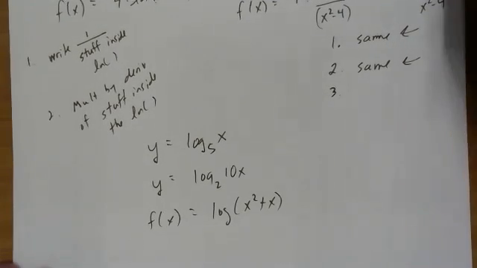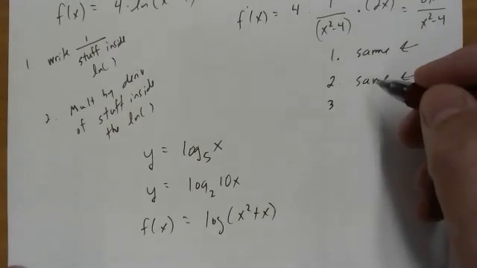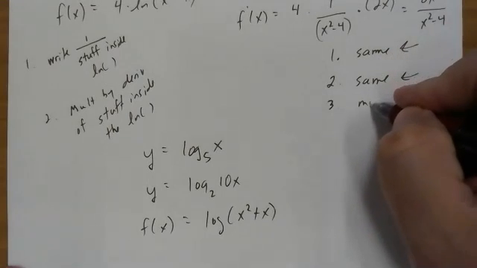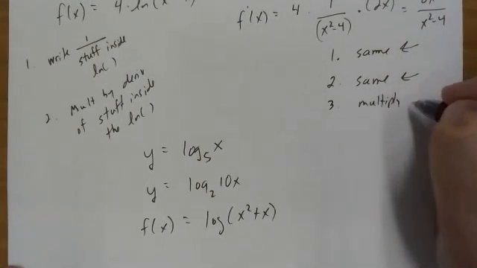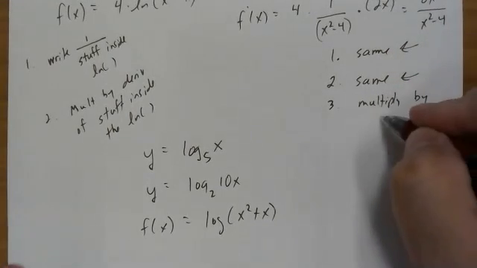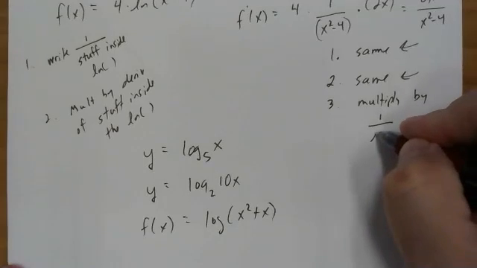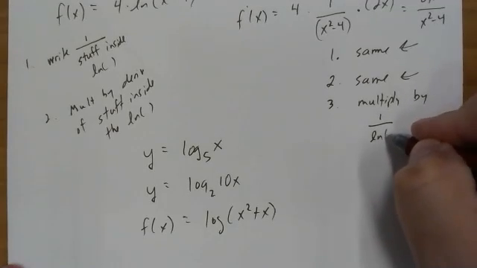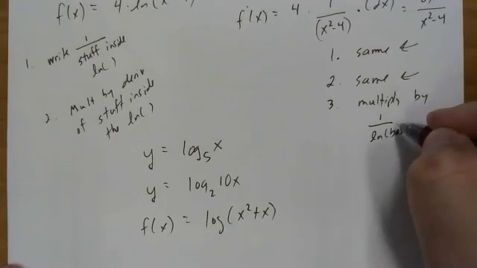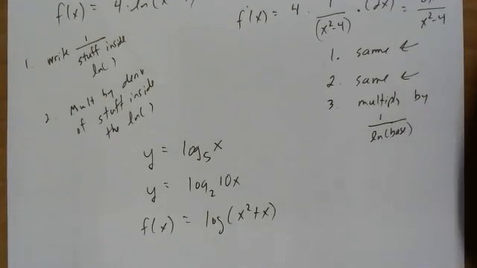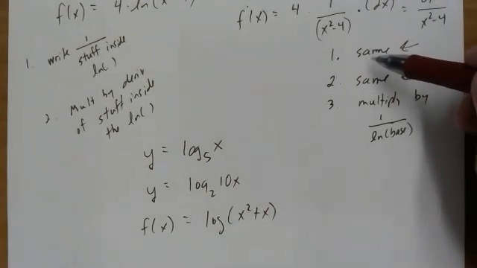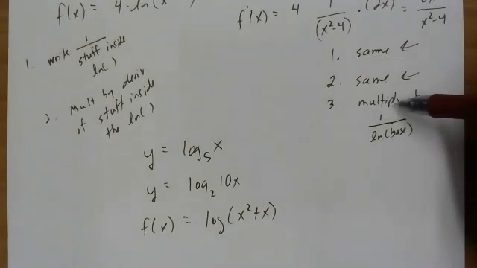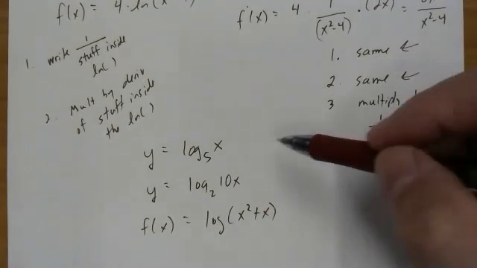Well, not quite. You're going to multiply, it's actually 1 over the natural log of the base. So it actually goes in the denominator. So first 2 steps are the same with a 3rd step. So hopefully not too complicated.